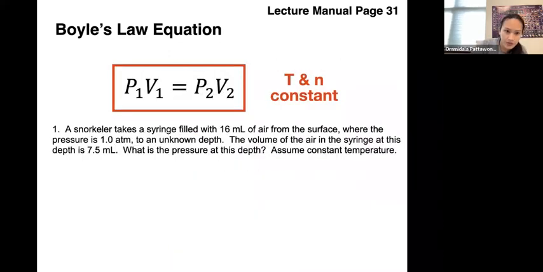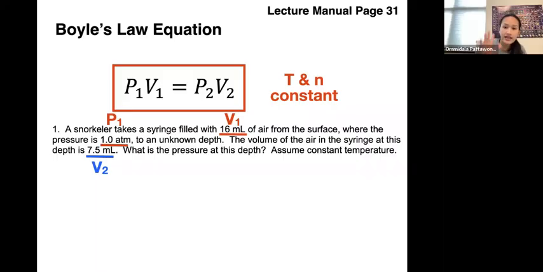Now let's take a look at example 1 here. A snorkeler takes a syringe filled with 60 milliliters of air from the surface, where the pressure is 1 atm, to an unknown depth. The volume of the air in the syringe at this depth is 7.5 milliliters. What is the pressure at this depth? Assume constant temperature. So in this case, it's telling you that the temperature will not change. We see that it's given one volume, one pressure, and then a second volume. Again, we have two volumes.